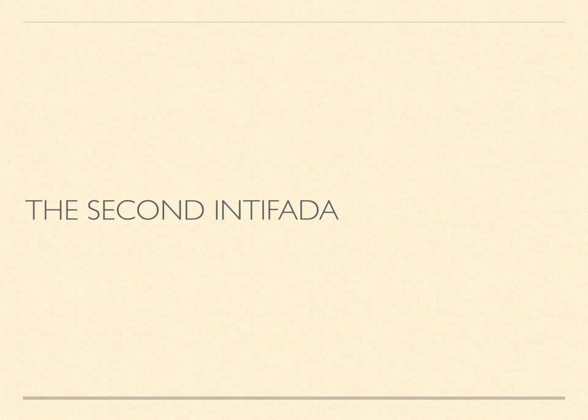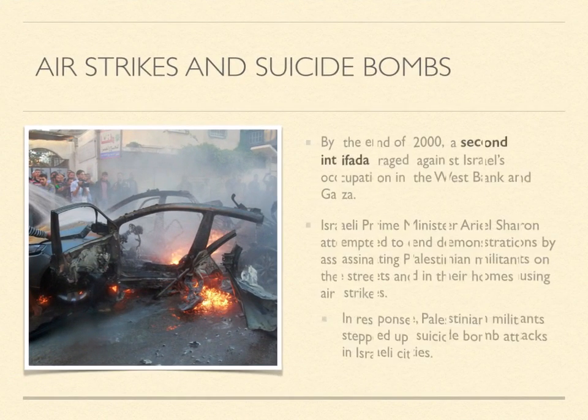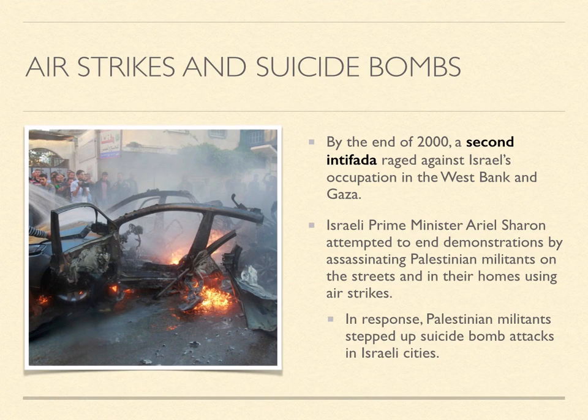The Second Intifada. Airstrikes and suicide bombs. By the end of 2000, a second intifada raged against Israeli occupation in the West Bank and Gaza. Israeli Prime Minister Ariel Sharon wanted to end the demonstrations, and he used extreme force by assassinating Palestinian militants on the streets with missiles and in their homes. In response, Palestinian militants stepped up their suicide bomb attacks in Israeli cities.